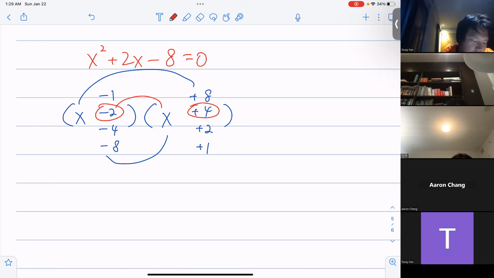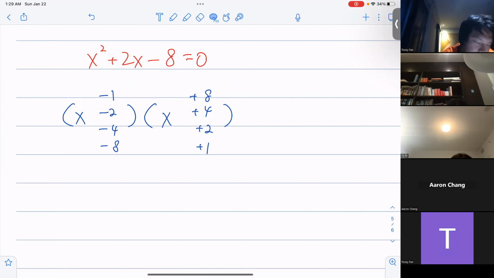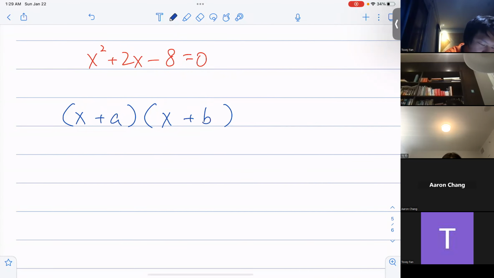Okay, now let's have a look. How do we simplify this whole process? Now, you could do this. So say that I'm gonna just wipe this out. I'm gonna go back to say that we have x plus a, x plus b. That method works like this.